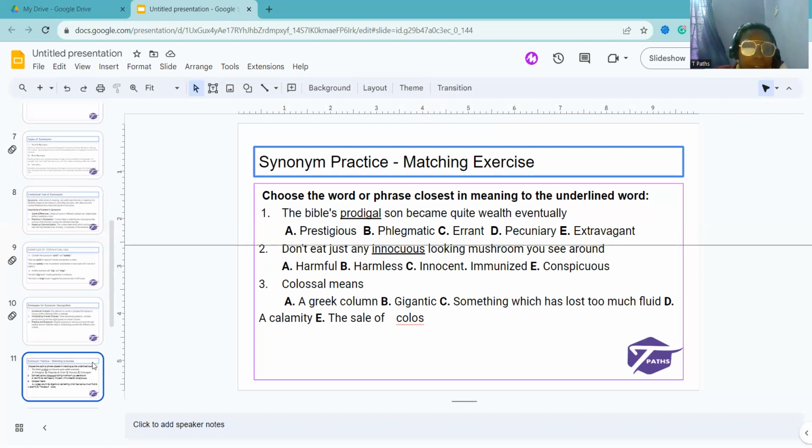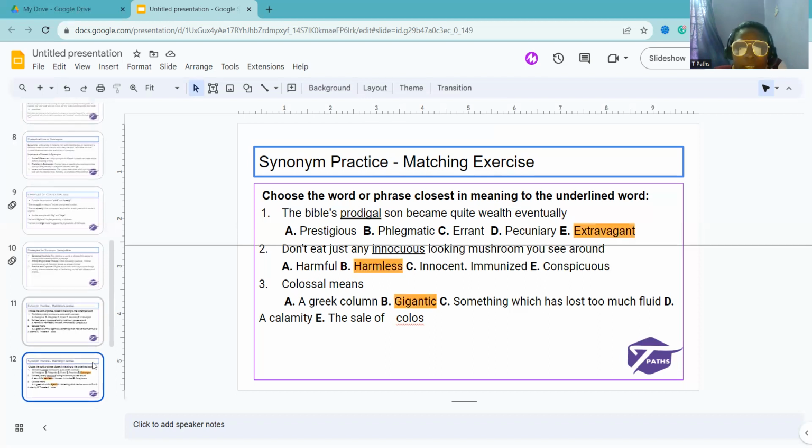Okay, let's see if your answers are correct. The first one: the Bible's prodigal son became quite wealthy eventually. Prodigal, from this context, means extravagant. So extravagant is correct. The second question: don't eat just any innocuous looking mushroom you see around. This is quite tricky. Some of you might think it's something harmful, but it's harmless.